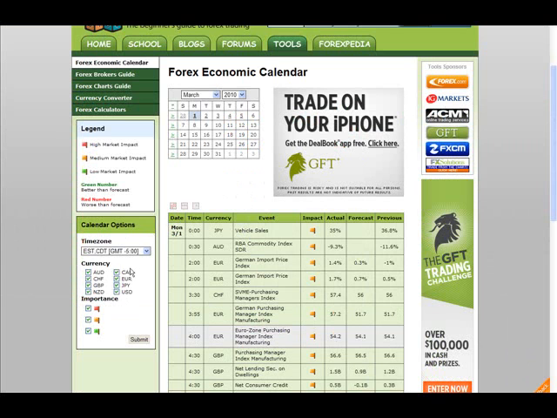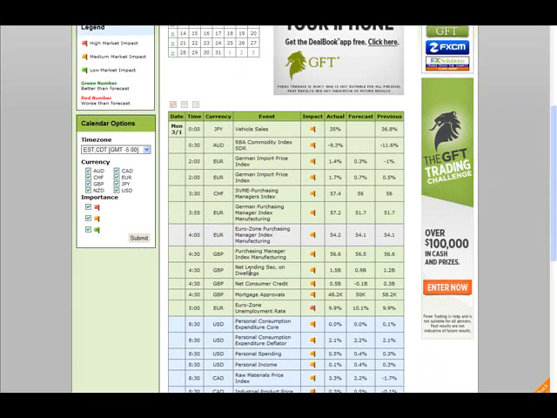Today is March 1st. The time zone, for me, is -5 GMT. Just make sure this time zone matches your time zone so that you have the right times, because that's the most important thing. We just want to know when news is coming out so we can avoid being in the markets. Again, we're looking for news that affects the UK or the US, because those are the currencies that we're trading.